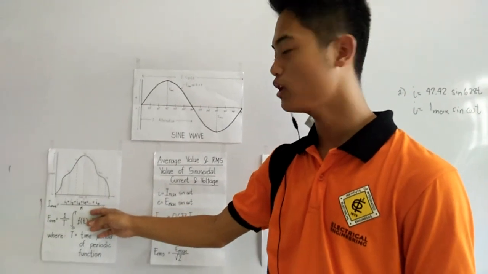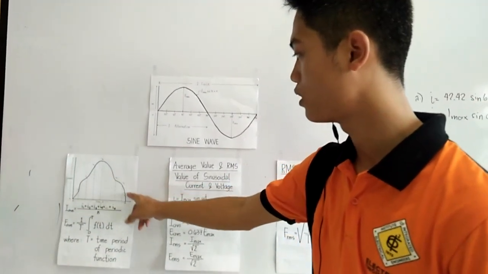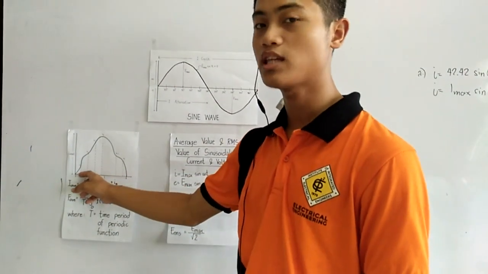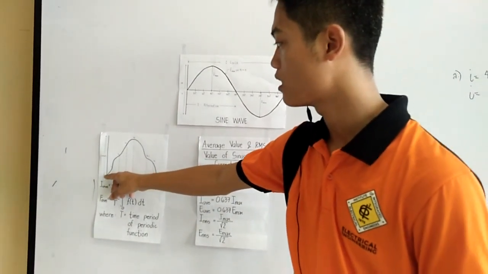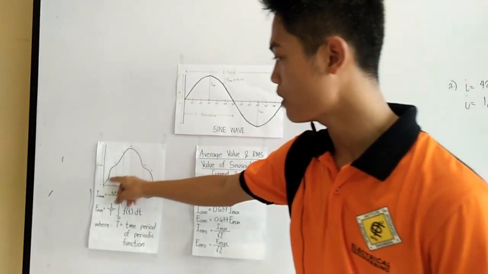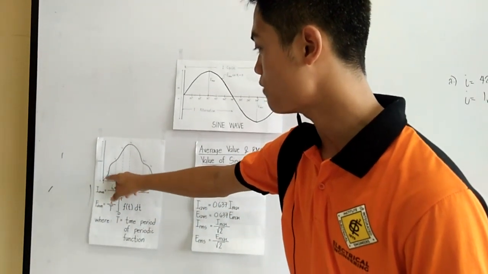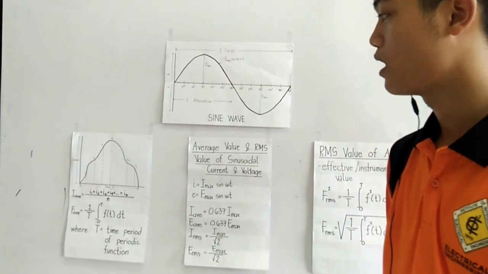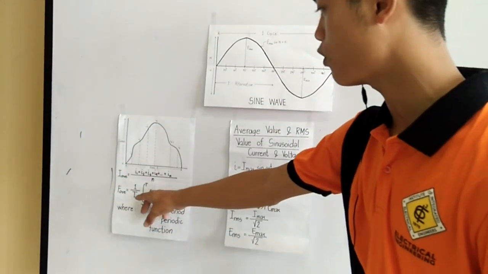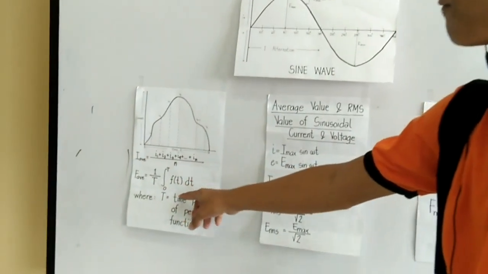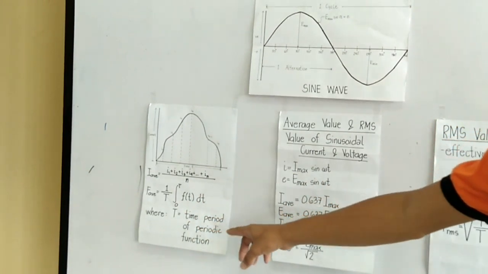Next is the average value of sinusoidal current and voltage. For example, in this waveform, we can use integral calculus to find the average value using its instantaneous currents, its waveform, and its periods. Here we have divisions of I1, I2, I3, and I4. Using integral calculus, the average value is given in the form of 1 over T integral of f of t dt from the limits of 0 to T, where T is the time period of a periodic function.